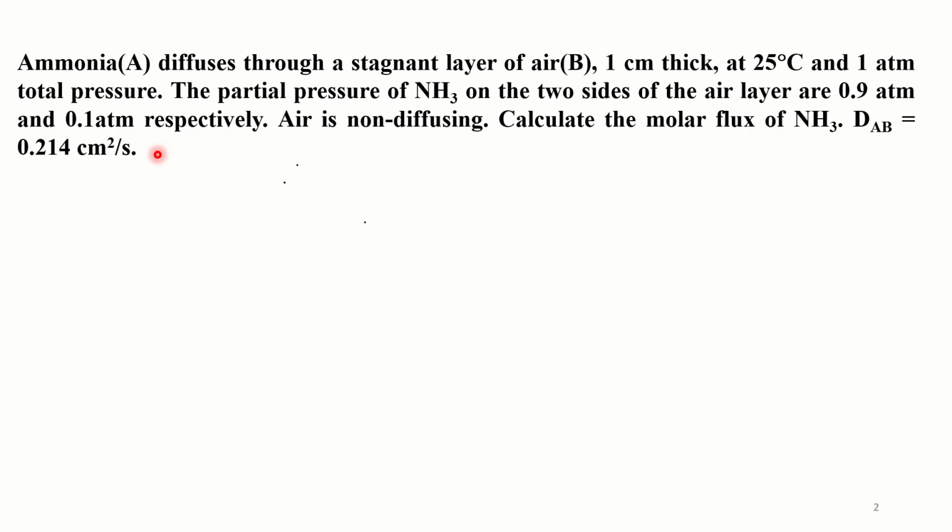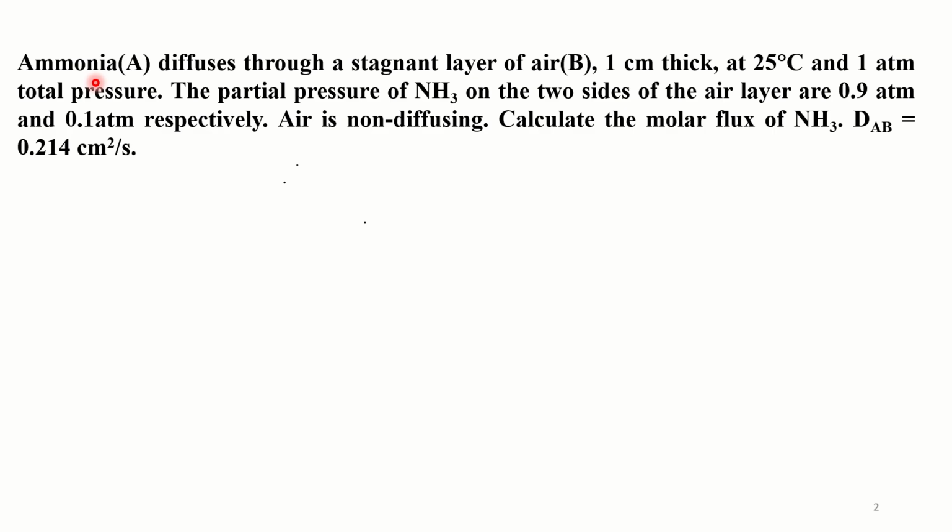When you read the problem statement, two things you have to find out. One is whether it is gas phase diffusion problem or liquid phase diffusion problem. After identifying that, you need to find out whether it is unicomponent diffusion or equimolar counter diffusion. So let us check the problem statement. What is given? Ammonia diffuses through stagnant layer of air. So that means it is a gas phase diffusion problem. Since ammonia and air are given in the problem statement, it is the gas phase diffusion problem.